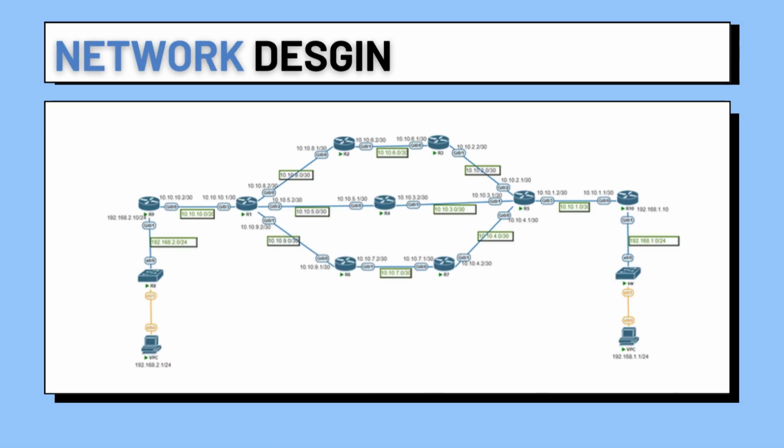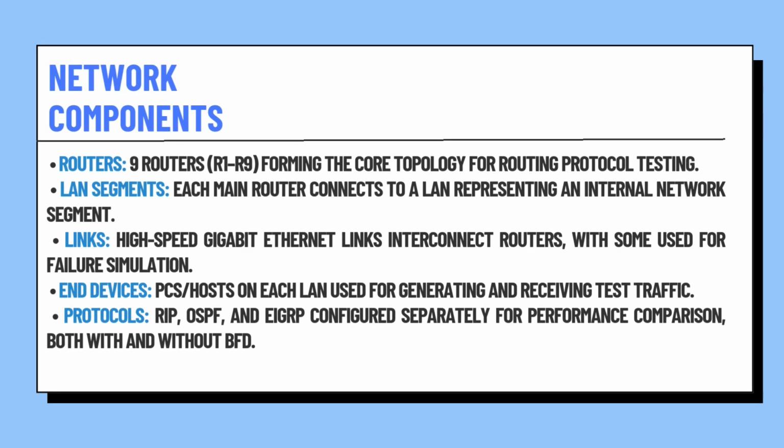Network design. Network components. Routers: 9 routers, R1 to R9, forming the core topology for routing protocol testing. LAN segments: each main router connects to a LAN representing an internal network segment. Links: high-speed gigabit Ethernet links interconnect routers, with some used for failure simulation. End devices: PCs, hosts on each LAN used for generating and receiving test traffic. Protocols: RIP, OSPF, and EIGRP configured separately for performance comparison, both with and without BFD.